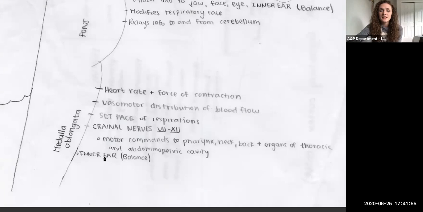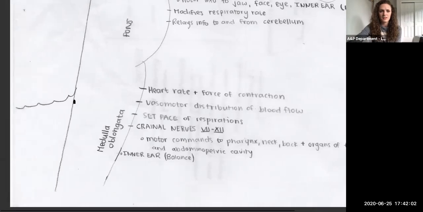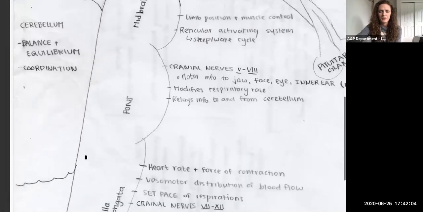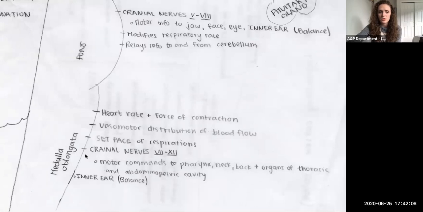And then this helps with balance, but that's not your main function. When you think of balance, we're actually going to think of your cerebellum back here, but it does contribute to balance. Main things on this: heart rate, blood distribution, respiration. It sets the pace of your respirations. Okay, those are the 3 big things with your medulla oblongata.